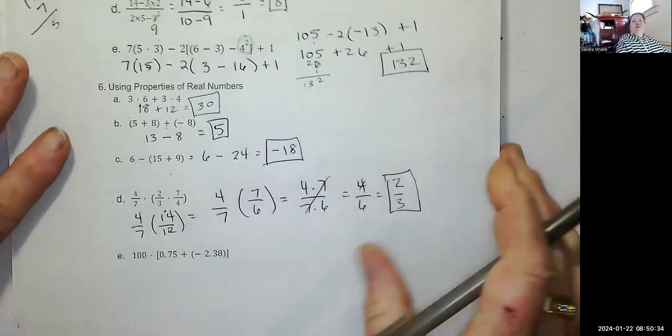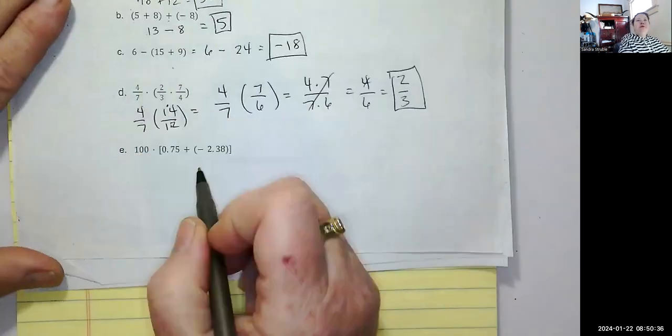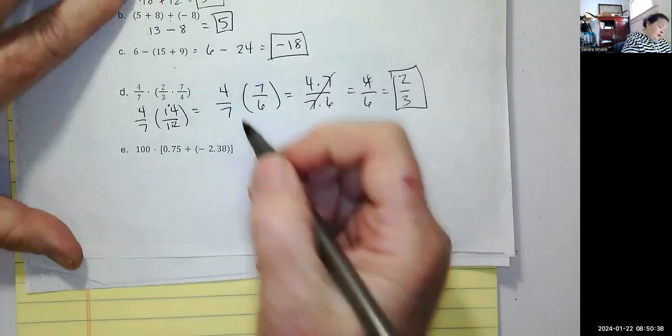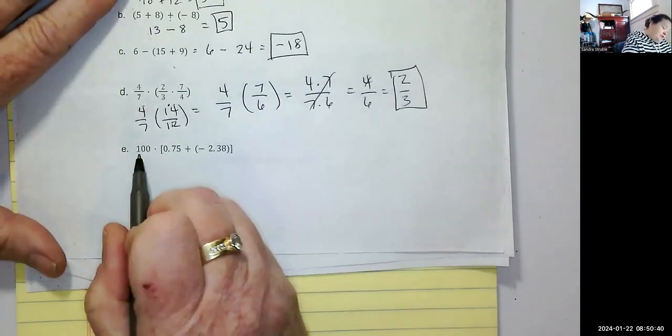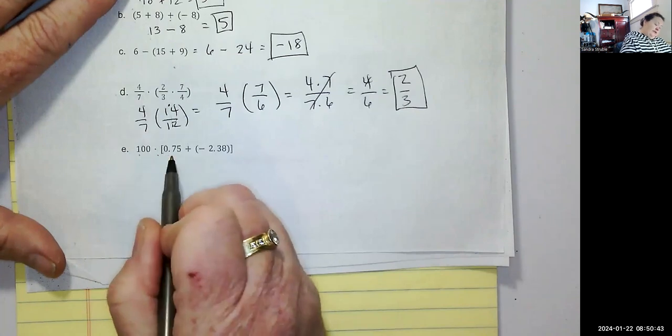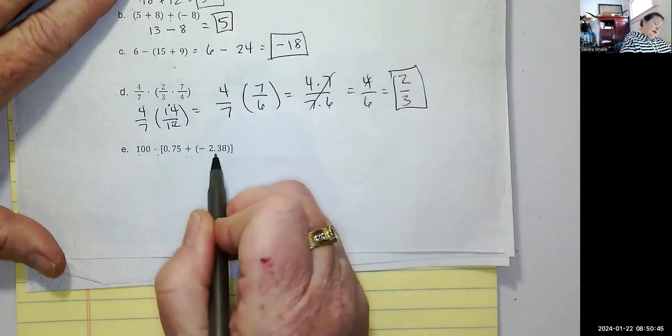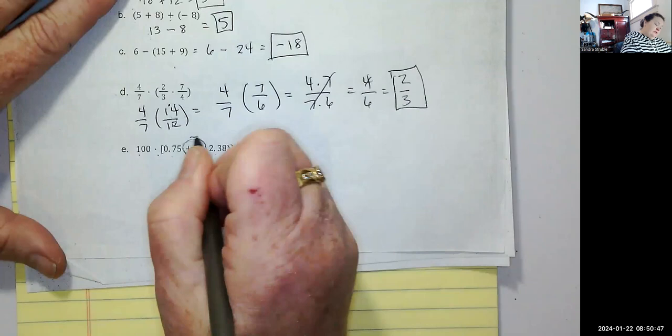Okay, last one. Just a little bit of decimal here. I have to use my calculator. I don't have a calculator. All right, so the next, oh, it's added subtraction. So it's 100 times 0.75 plus negative 2.38. This is just a negative.